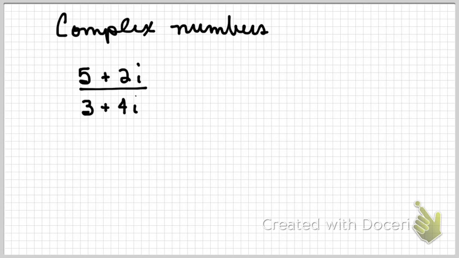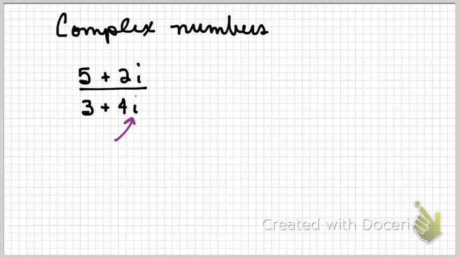Alright, this is a quick video on how to deal with complex numbers in your denominator. We don't like to have denominators with complex numbers in them. This one clearly does because of that 4i. So 3 plus 4i is the complex number in the denominator. We don't want it. i represents the square root of -1, and we don't like radicals in the denominator.